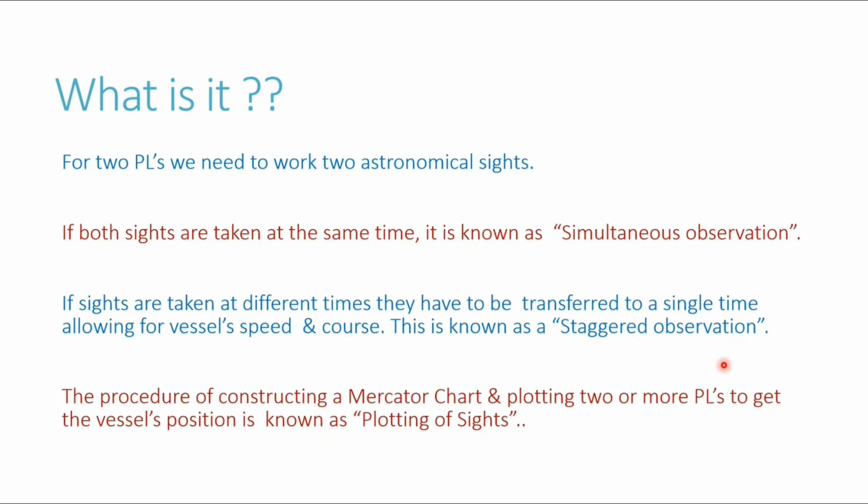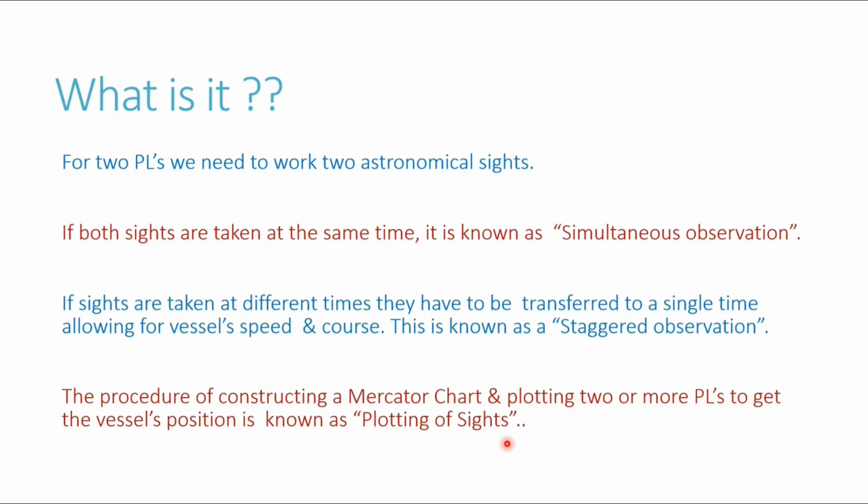Now, this procedure of constructing a small part of the Mercator chart on our answer sheet or on the graph and plotting 2 or more position lines to get the vessel's position is what we know as plotting of sites. So this is our ultimate aim now for plotting of sites.